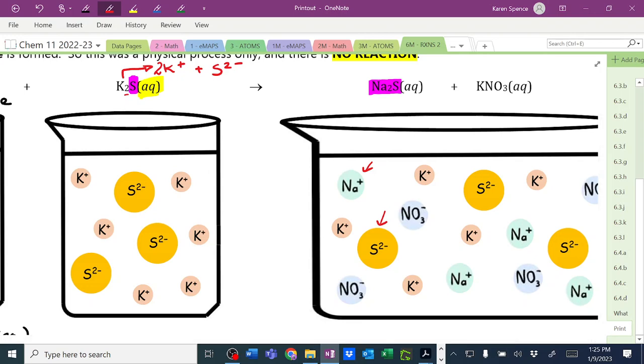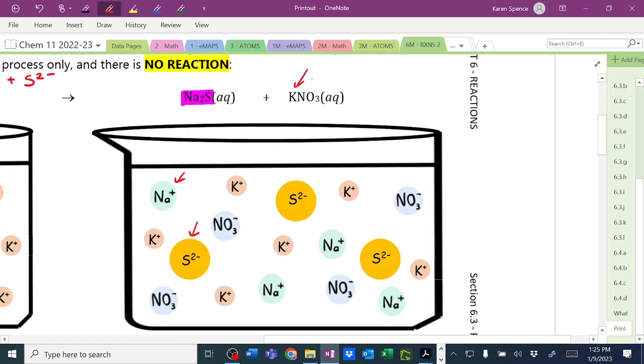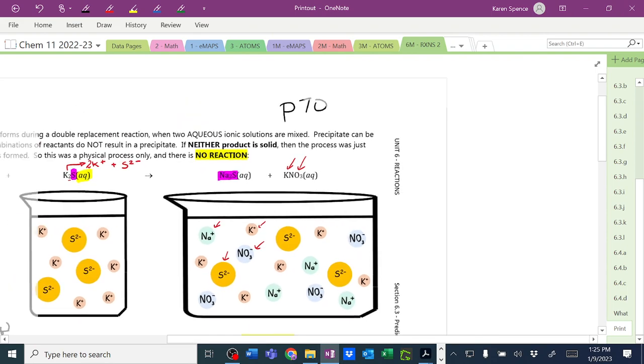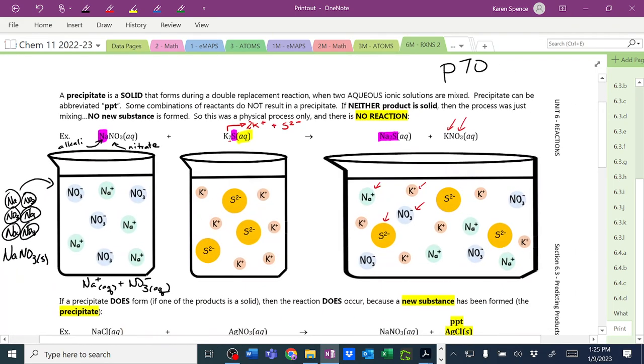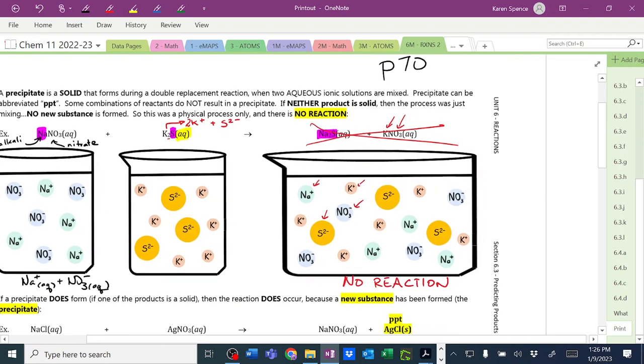But our other product, KNO3, we have an alkali and we have a nitrate, so that's also soluble. So the Ks are still floating around by themselves. The NO3s are still floating around by themselves. Did anything actually react here? Did we get any new product forming? No. So there wasn't actually anything formed, so there was actually no reaction. We just mixed things. This was just mixing. Nothing new formed.